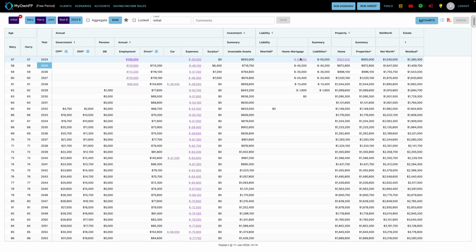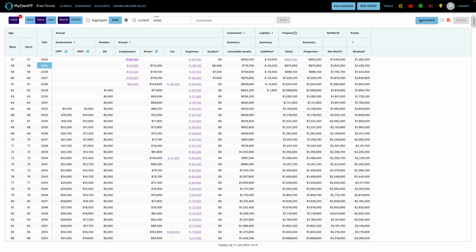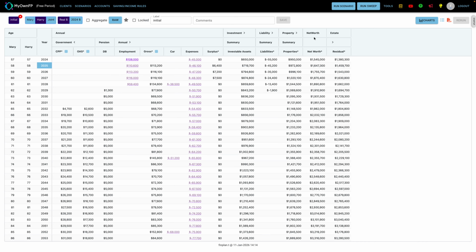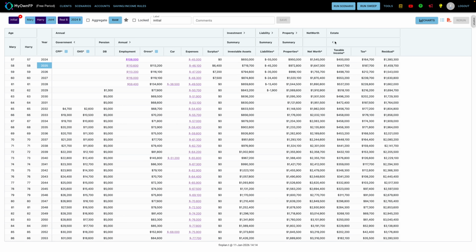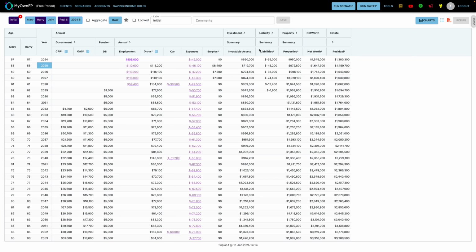Our liability accounts, we have our mortgage, and then a summary of that. We can shrink that as well. Our property account, our net worth, and our estate. If we add that, we have our taxable income for that year if we happen to pass away in that year, how much tax we would have to pay, and then the residual. If you look at your net worth minus your residual, that's the tax. Some of the things go straight into your residual, like your house or your TFSA. That's the way the estate works.